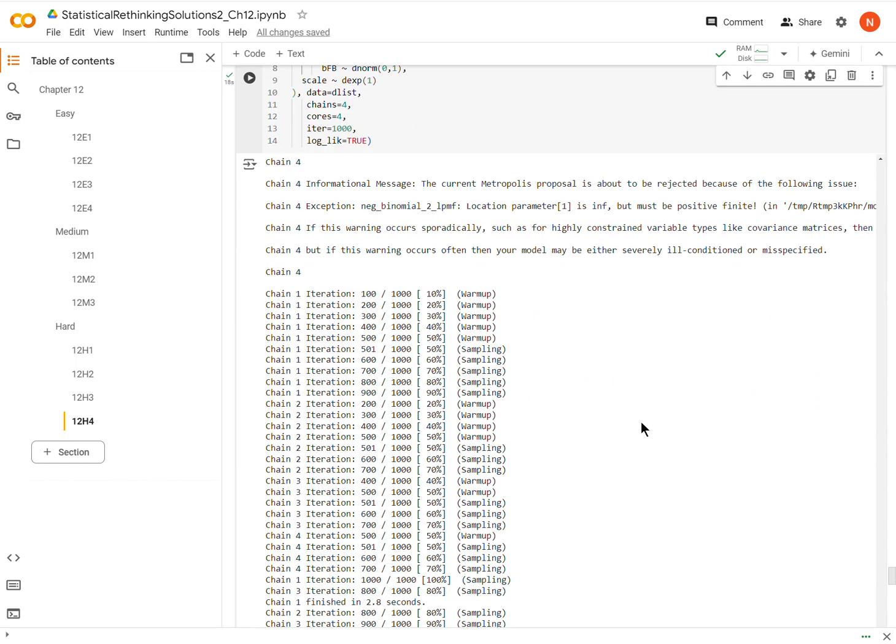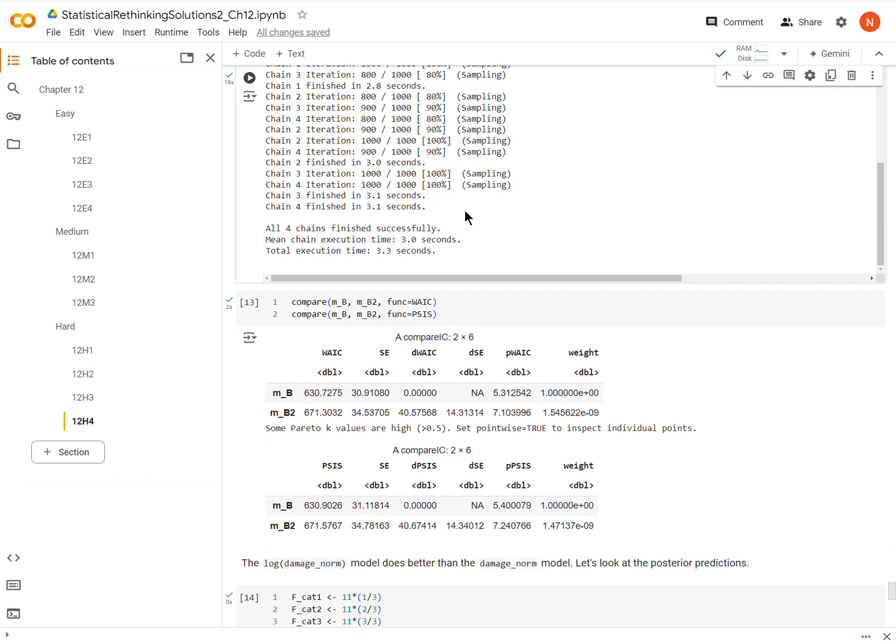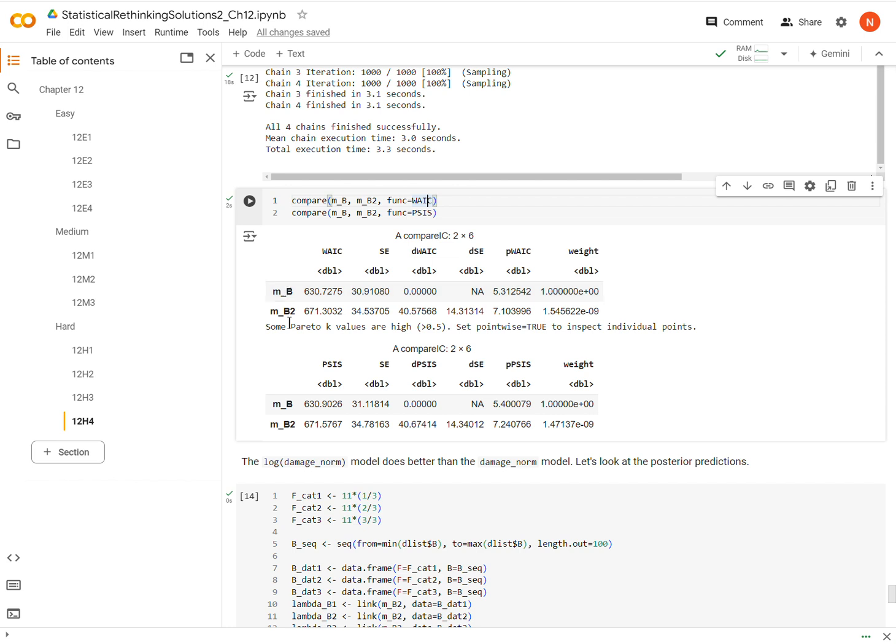This model has already run, so I'll skip to the bottom here. I'm going to compare the 2 models, MB and MB2, with WAIC and PSIS, and both of them give basically identical results. But MB, the one that uses the log of damage norm, performs better than the one that does not use the logarithm. And that difference seems to be meaningful.